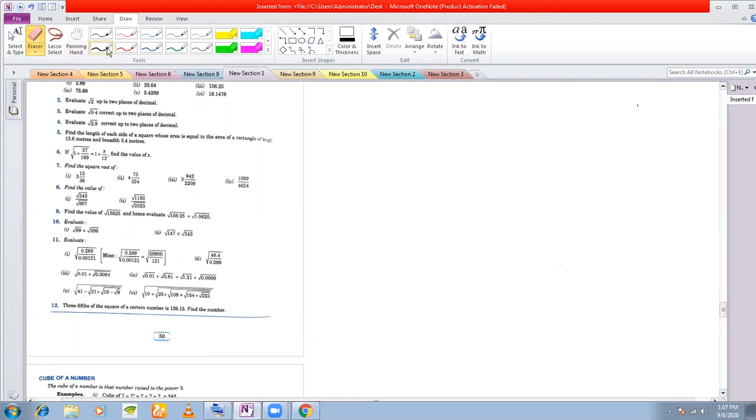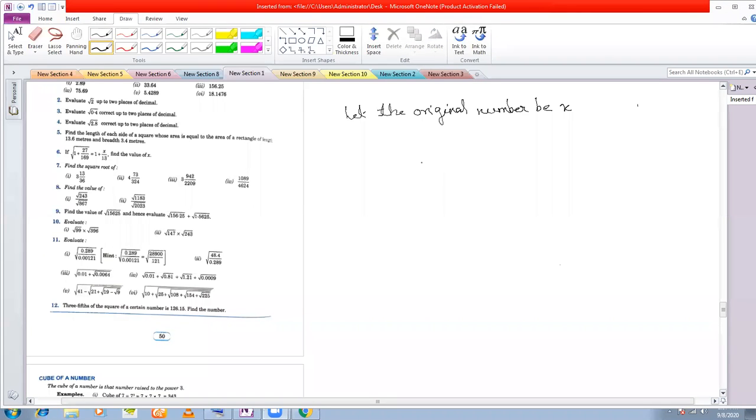The last question states: 3/5 of the square of a certain number is 126.25. 3/5 or 2/5? Yes, 3/5. 3/5 of the square of a certain number is 126.25. Okay, find the number. So let the original number be x.